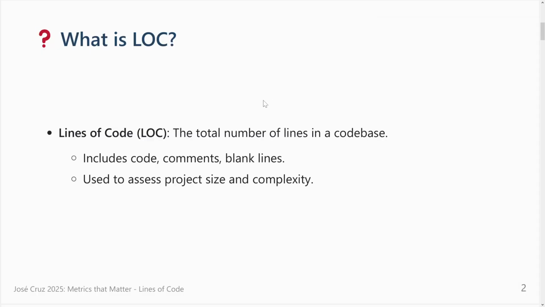So what is lines of code? It's the total number of lines in a code base, including code, comments, and blank lines. If you use tools like SonarQube and similar, they sometimes split this. They have the lines of code, the number of comments, the blank lines, and sometimes they even distinguish between lines of code and statements, because sometimes they are different. For instance, in Java, you can put multiple statements on the same line using semicolons, and sometimes people forget this. Okay, and it's used to assess project size and complexity.